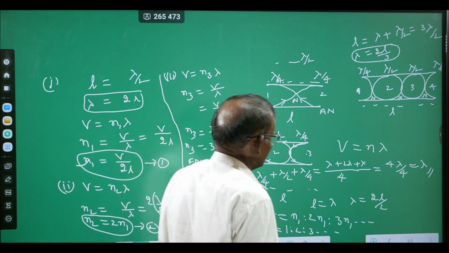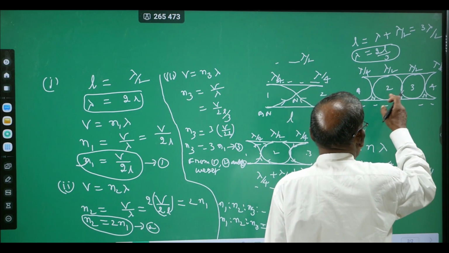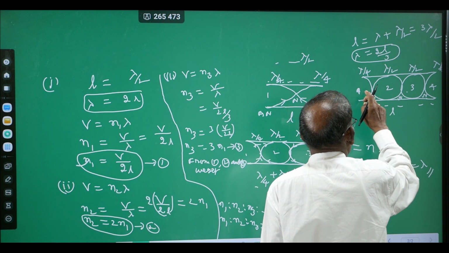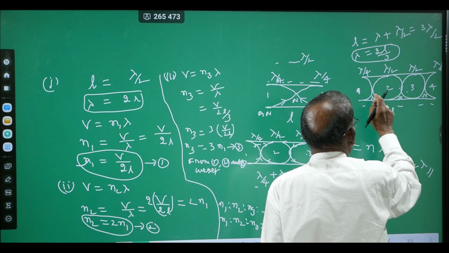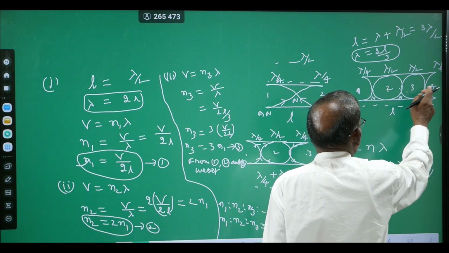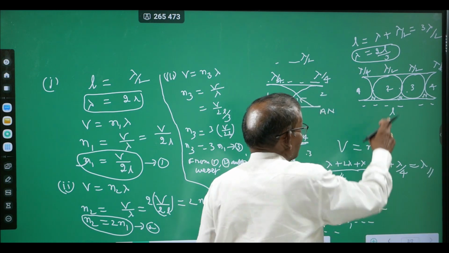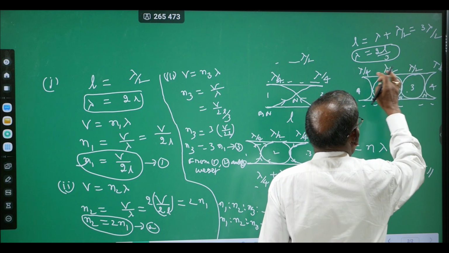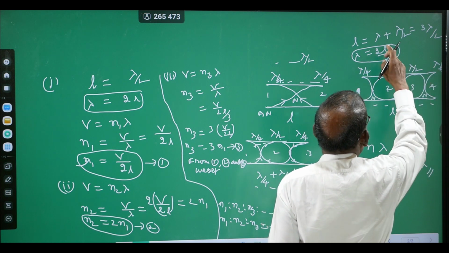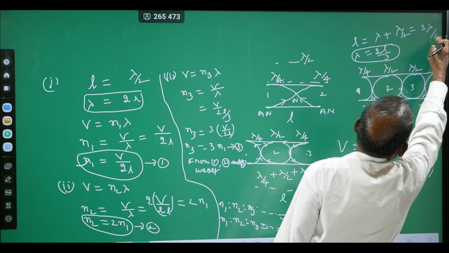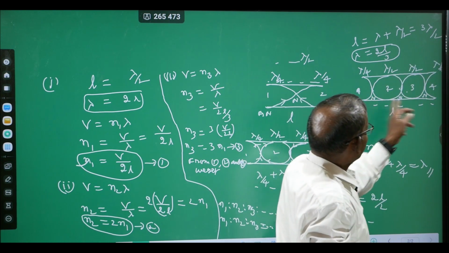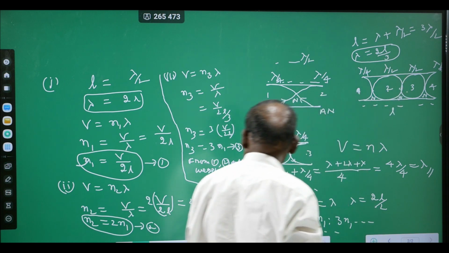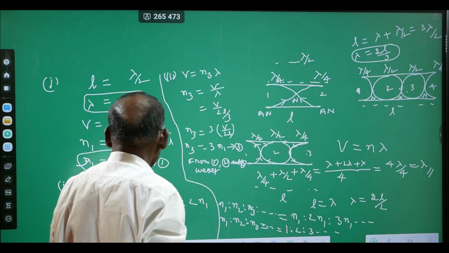Next, for the third case. In the third case, there are 3 nodes and 4 antinodes. These are the nodes 1, 2, 3, and antinodes 1, 2, 3, 4 are formed. Therefore, this is lambda by 2, this is also lambda by 2, and lambda by 2 plus lambda by 2 plus lambda by 4 plus lambda by 4 is 3 lambda by 2. The total length L is equal to 3 lambda by 2, or lambda is equal to 2L by 3.